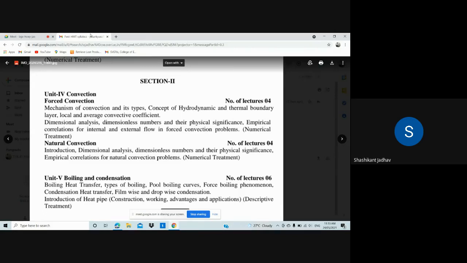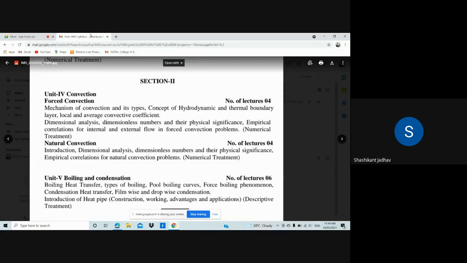After that we have to understand what is meant by dimensional analysis, then dimensionless numbers, and the physical significance of those dimensionless numbers. Then empirical correlations for forced convection. By using those empirical correlations we have to find the heat transfer coefficient for that particular forced convection. Some of this part we already learned in the second year, in fluid mechanics, where we covered dimensional analysis and dimensionless numbers.